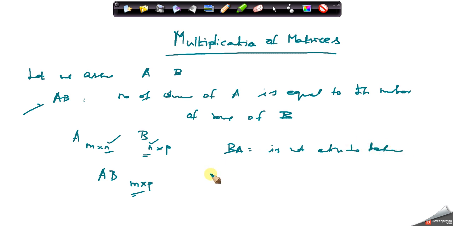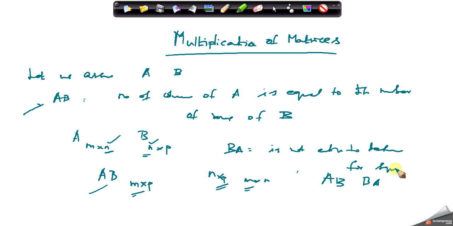Because for B the order is N by P, and for A it is M by N. So this is not equal to this one. So BA is not defined in this case. So only AB is possible for this type of matrix. If it is a square matrix, then we can have AB as well as BA.